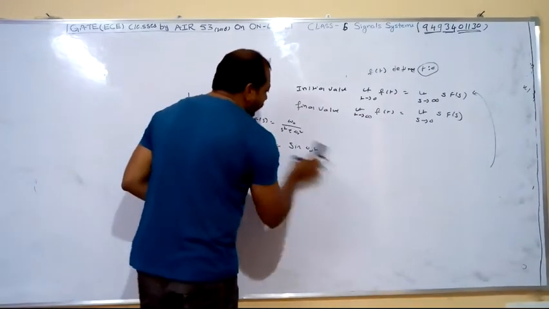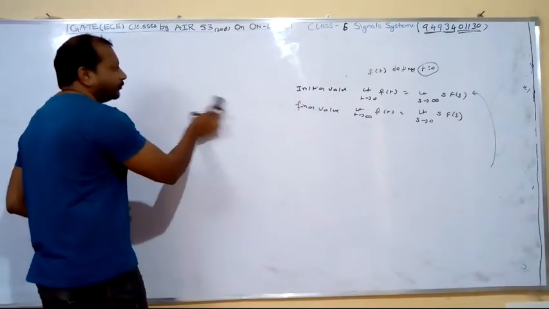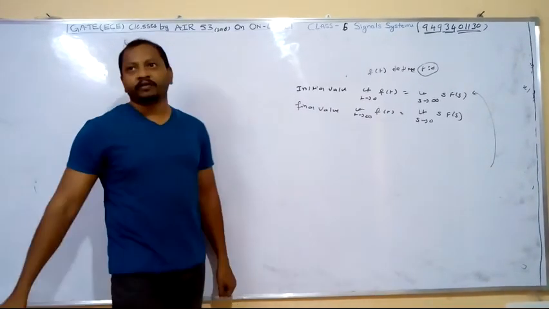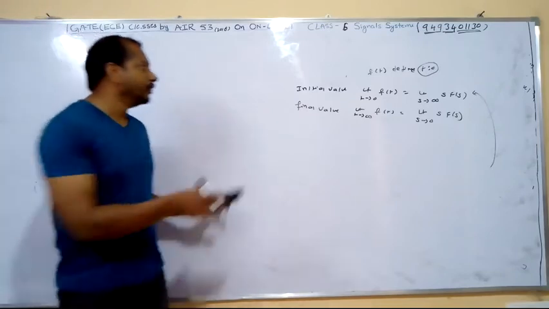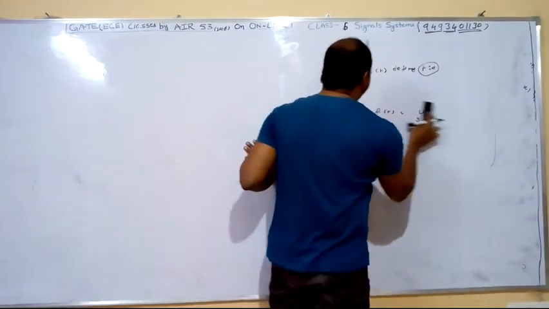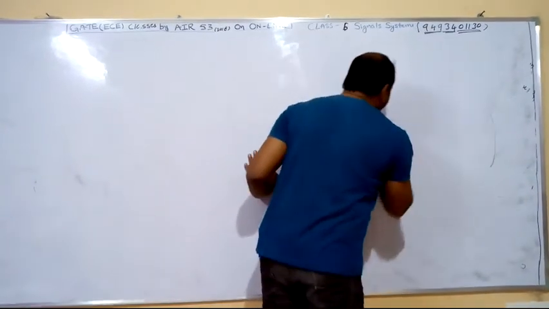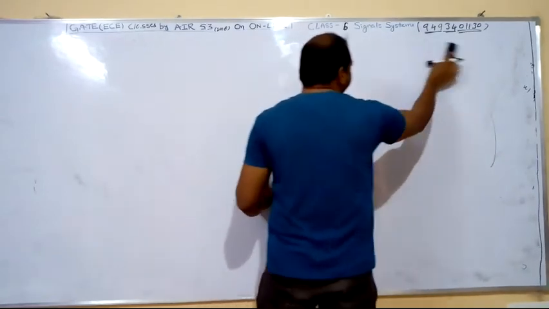We cannot predict at what value it may stop. So these two conditions you have to verify. Be careful while applying the initial value theorem and the final value theorem. We want to do some questions on this.